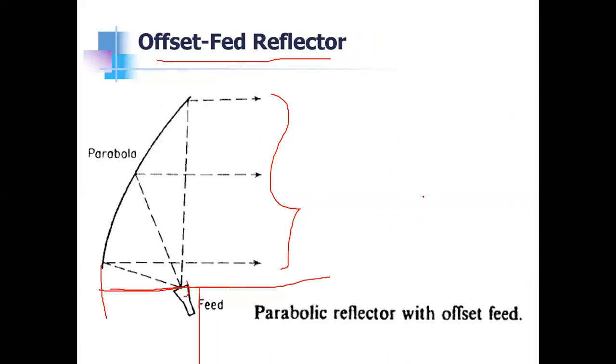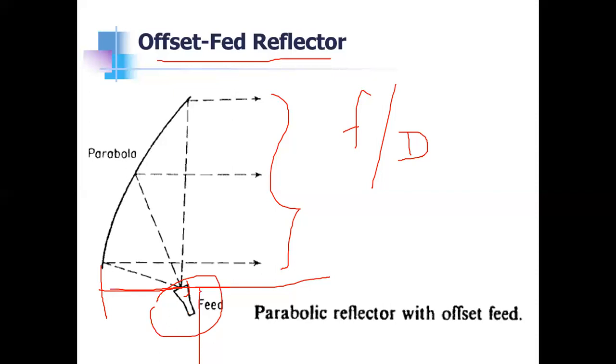Now, even though this offset feed eliminates the aperture blockage and the mismatch, it introduces some other issues. We know what the F by D ratio is, right? It is the focal length divided by the diameter or the dimensions of the reflector antenna. Usually this F by D ratio is greater than that of the conventional paraboloids which you see. So for this offset reflector, the F by D ratio is usually larger. That is one issue. The other issue is that it is very difficult to support such an offset feed mechanically. So that is another issue.